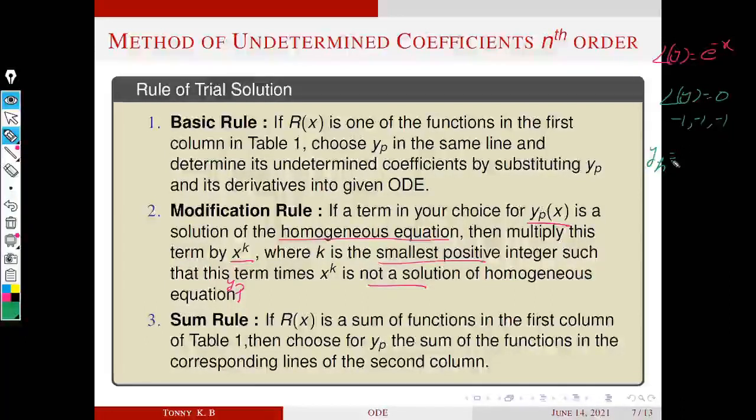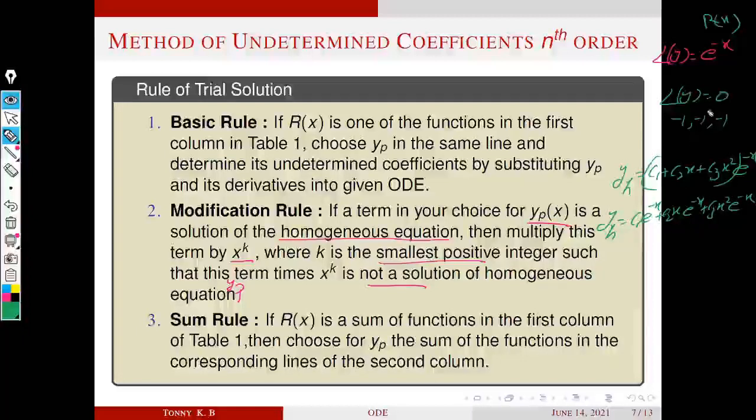Then what is the corresponding solution? What is yh? Yh is the solution of this homogeneous equation, that is c1 plus c2x plus c3x square, times e raised to minus x. If you expand this bracket, we get c1 e raised to minus x plus c2 x e raised to minus x plus c3 x square e raised to minus x. So this is our yh, the solution corresponding to the homogeneous equation. This is our right hand side R of x.